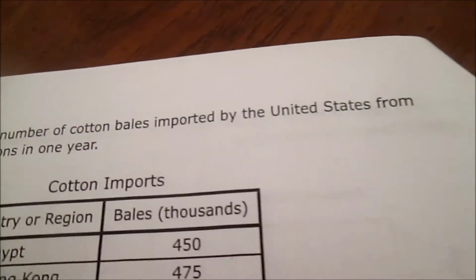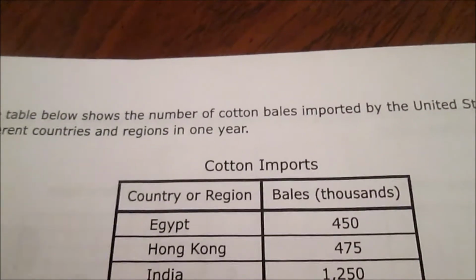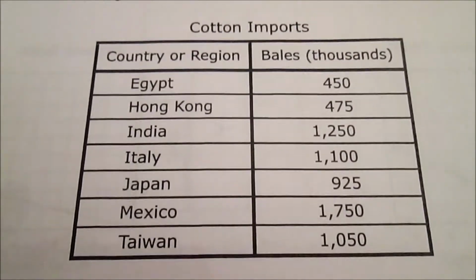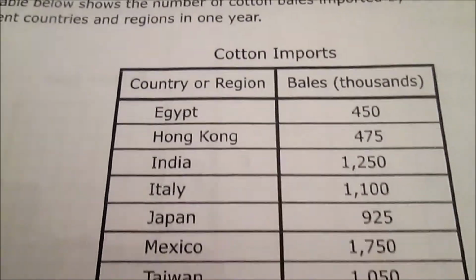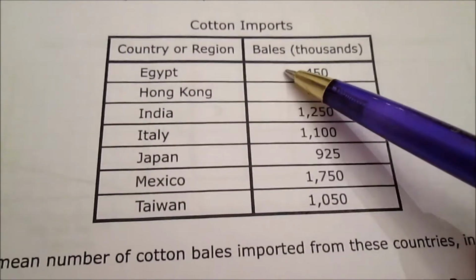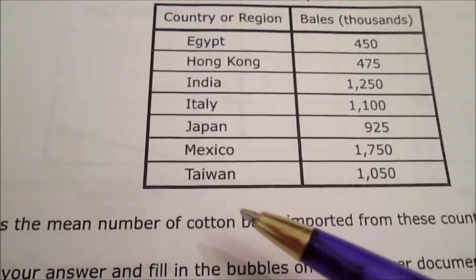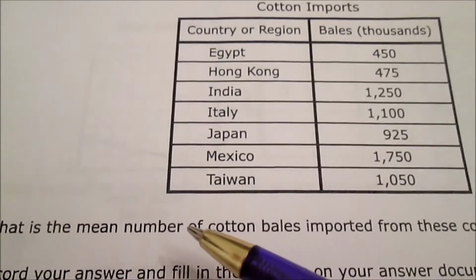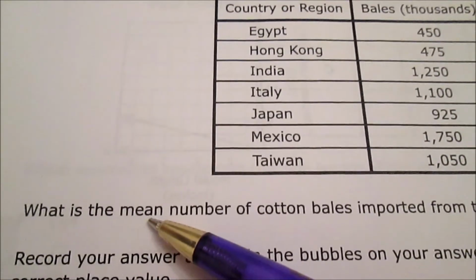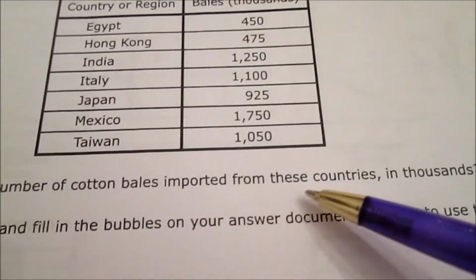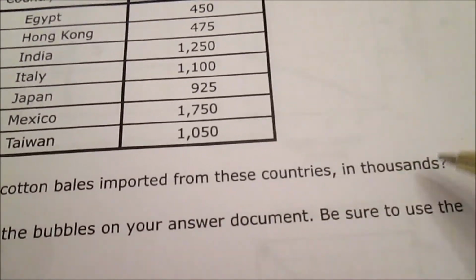Number 32. Cotton bales imported in the U.S. in 1 year. This is a chart listing all the bales in thousands. Now, the question is asking what is the mean number of cotton bales imported from the countries in thousands.